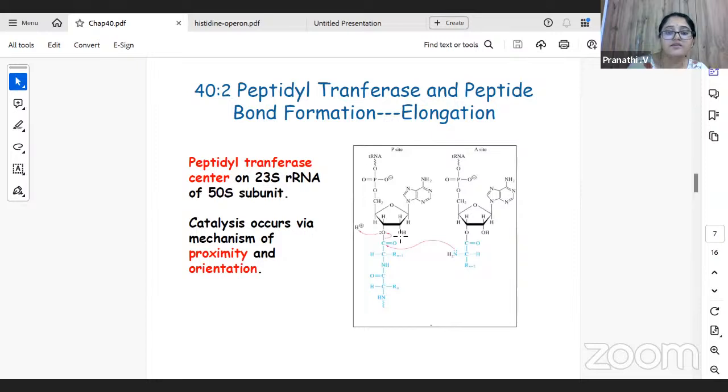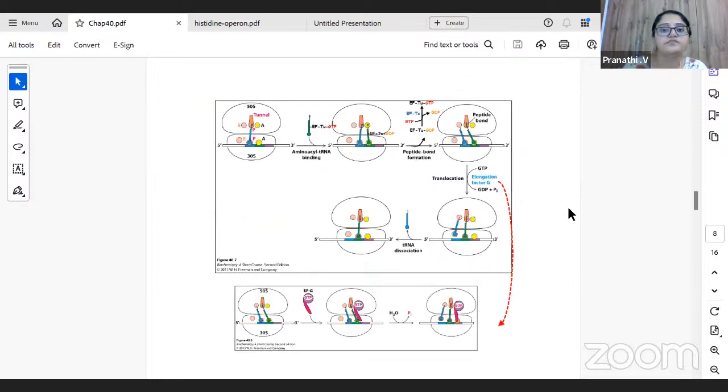Because of the proximity, meaning how near they are, all of them in one particular place and how they are oriented, you have a peptide bond formed between the alpha amino terminal and the alpha carboxy terminal. Now, elongation: the 50S is occupied at the P site, and the A site is empty.